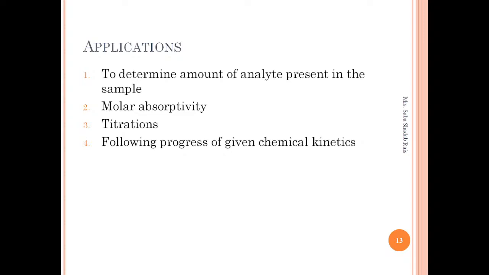Now colorimetric analysis can be used for following the progress of any chemical reaction with time. For example, the activity of an enzyme like amylase used for the digestion of starch can be followed using colorimetry. If the digestion is happening, the solution will become translucent.